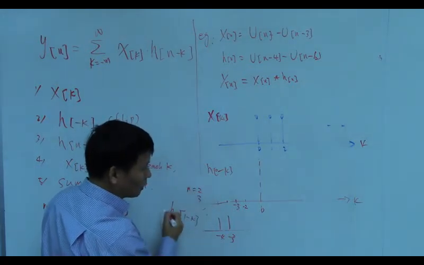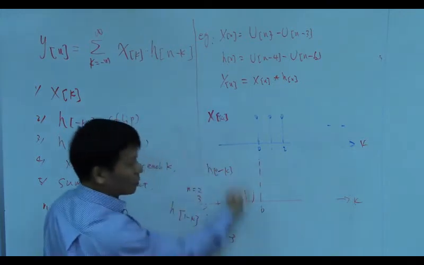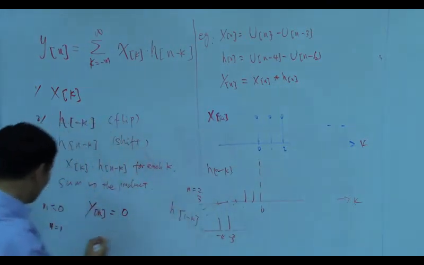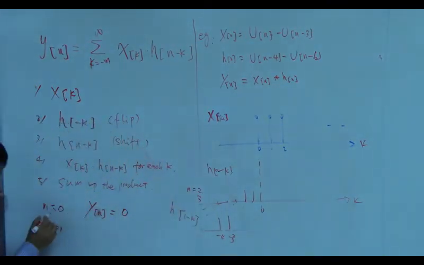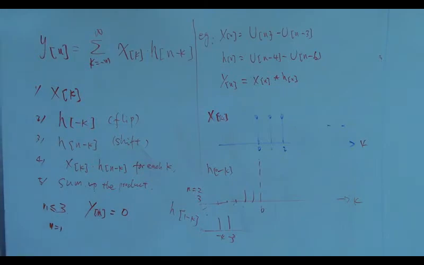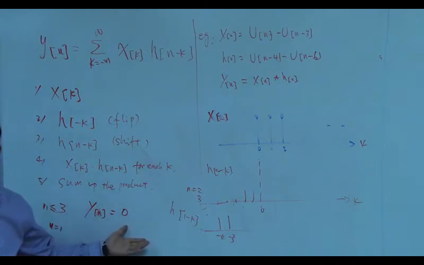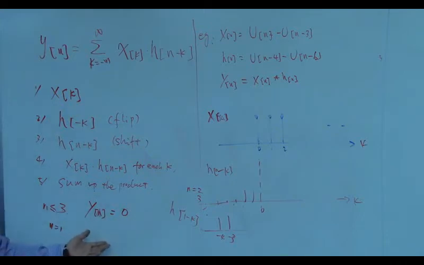How about n equals 3? That one will be from here to here. Still nothing. Right? So until n equals 3, so obviously for n less than or equal to 3, nothing here. Does it make sense? Everybody? Yes? Everybody understand, right? All right.